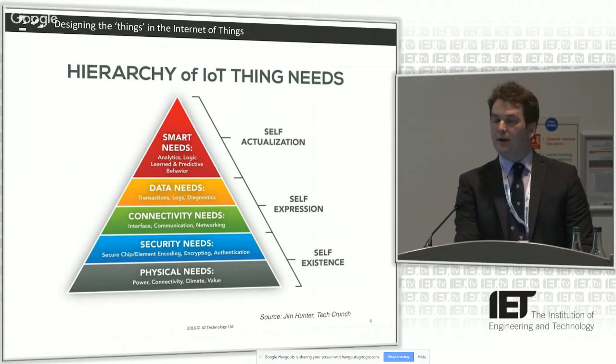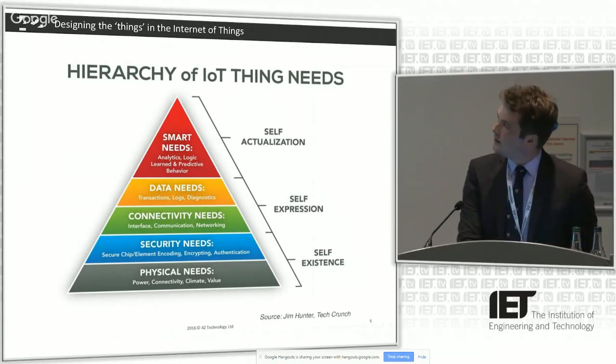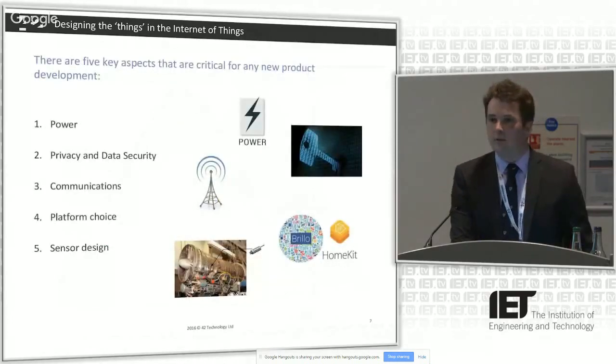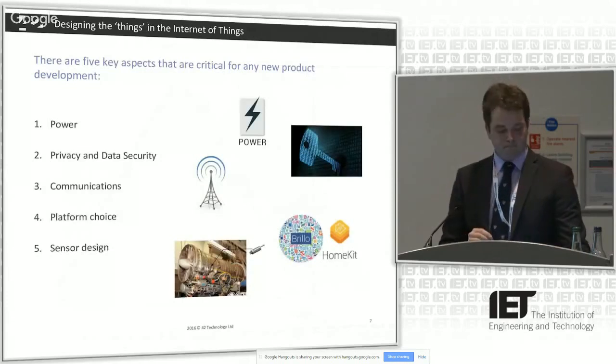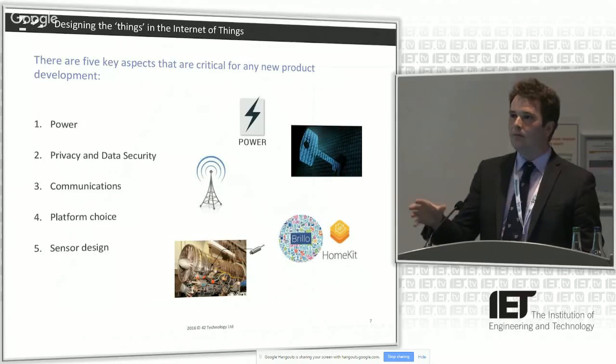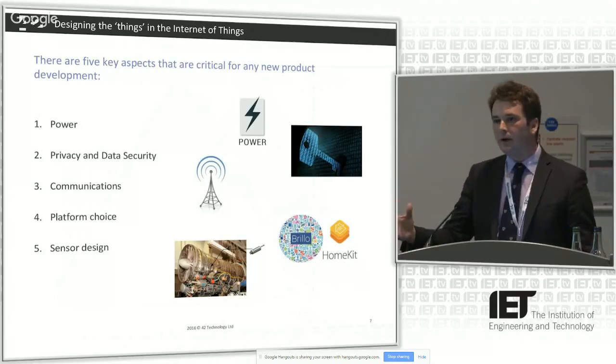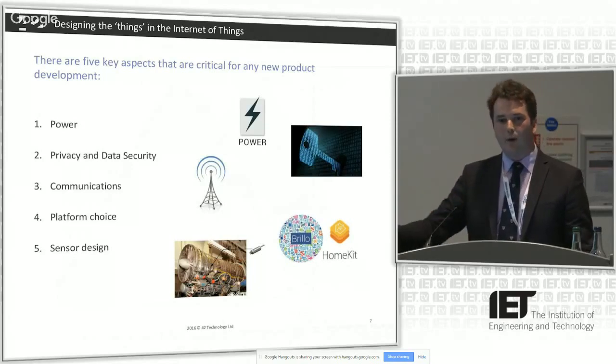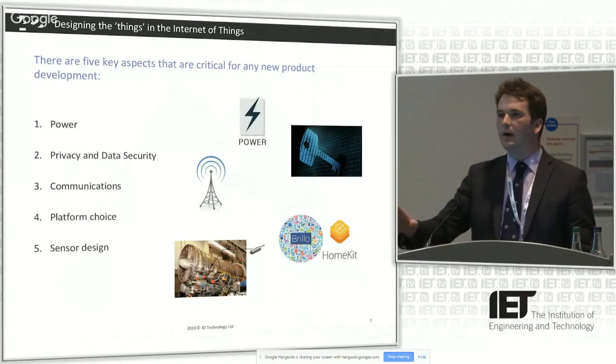So what we've done is we've just picked out 5 of these things, and we're going to talk through those now for a moment. So power. In situations where you're in, for example, a manufacturing plant, and you've just got power everywhere for free because it's in the walls, that's fine, that's easy.